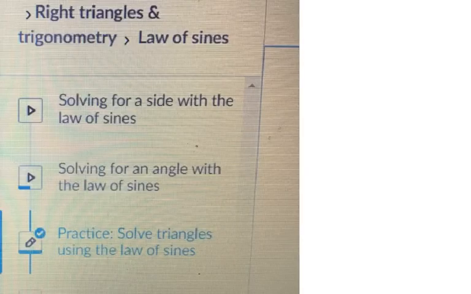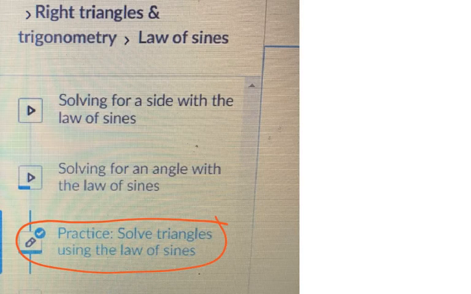All right, let's check this out. So, again, in Khan Academy, even though I did it at least once or twice for you before, I'm doing it again. We're going to practice solving triangles using law of sines.